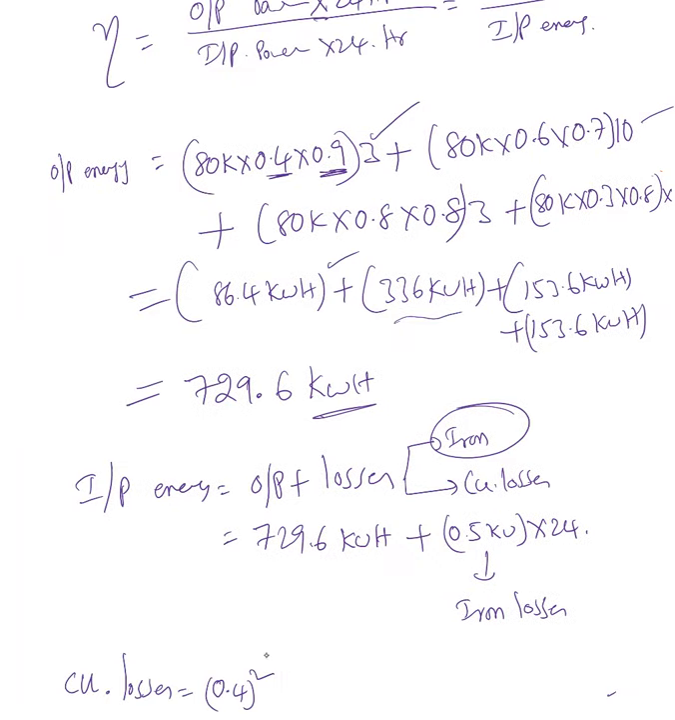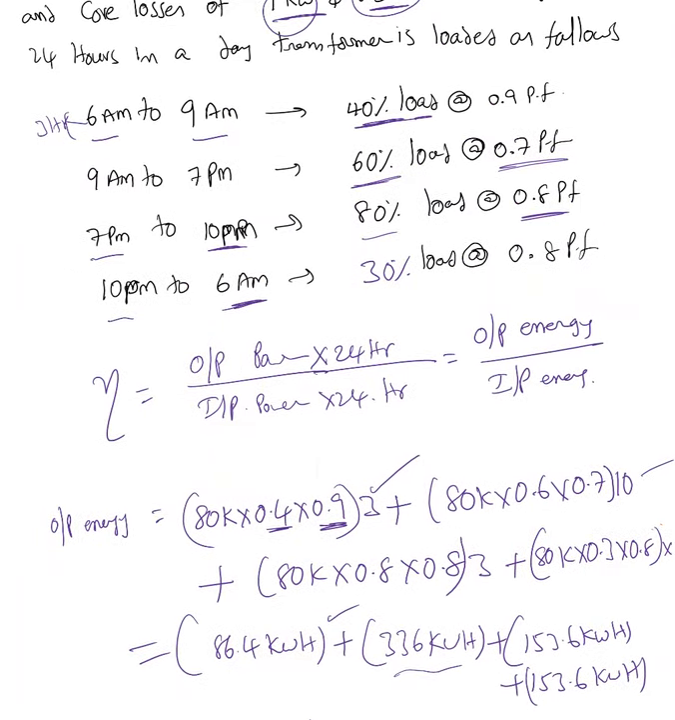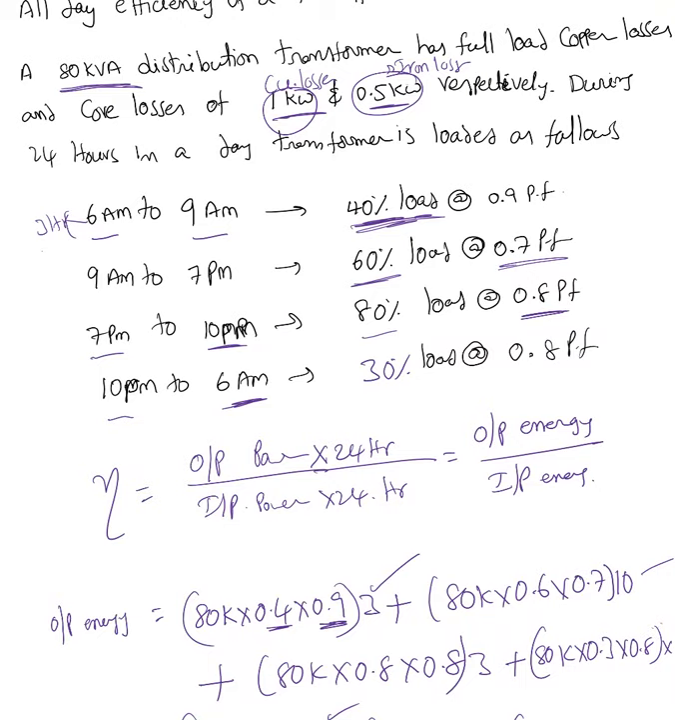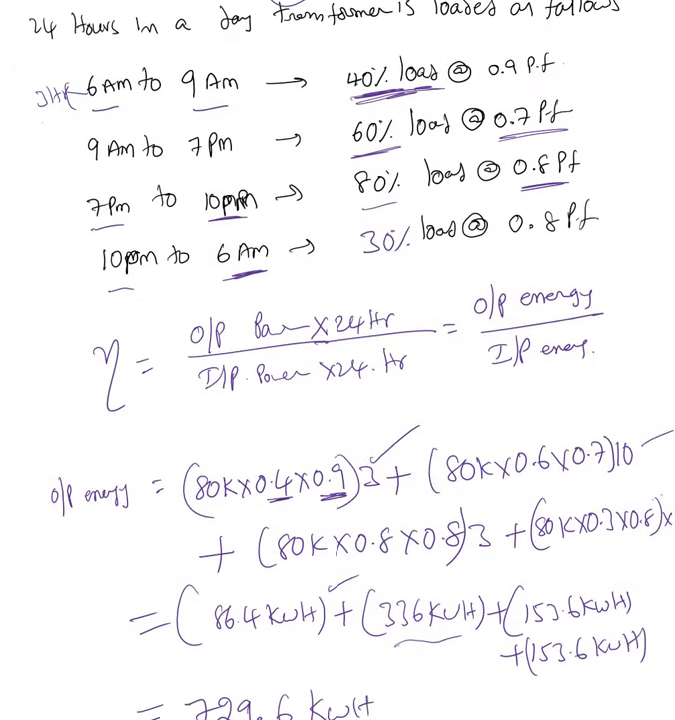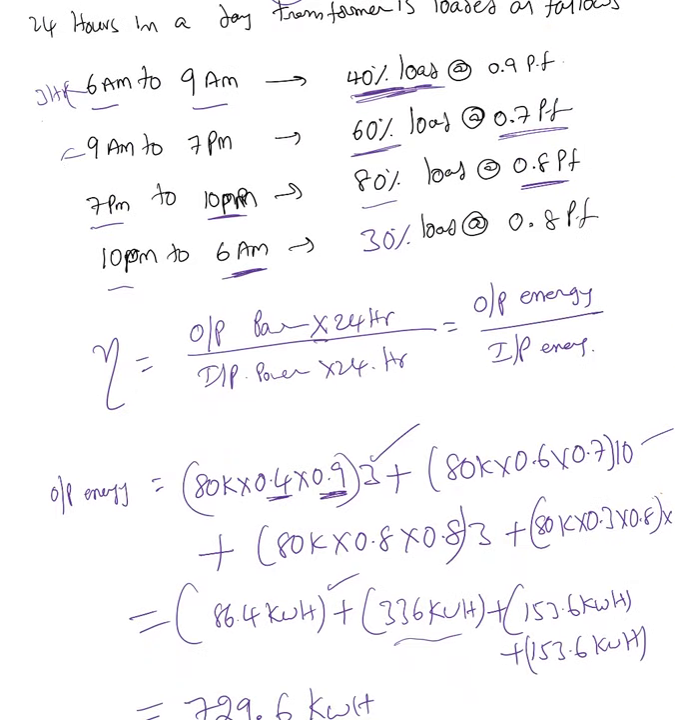So the copper losses are going to be for the first, how many hours? For the first 3 hours you have only 40% load, so it's 0.4 square times 1 kilowatt. It is still in kilowatt, so you need to multiply with hours. The first load is only for 3 hours, the second load is for 10 hours, the third load is for 3 hours, and the fourth load is for 8 hours.